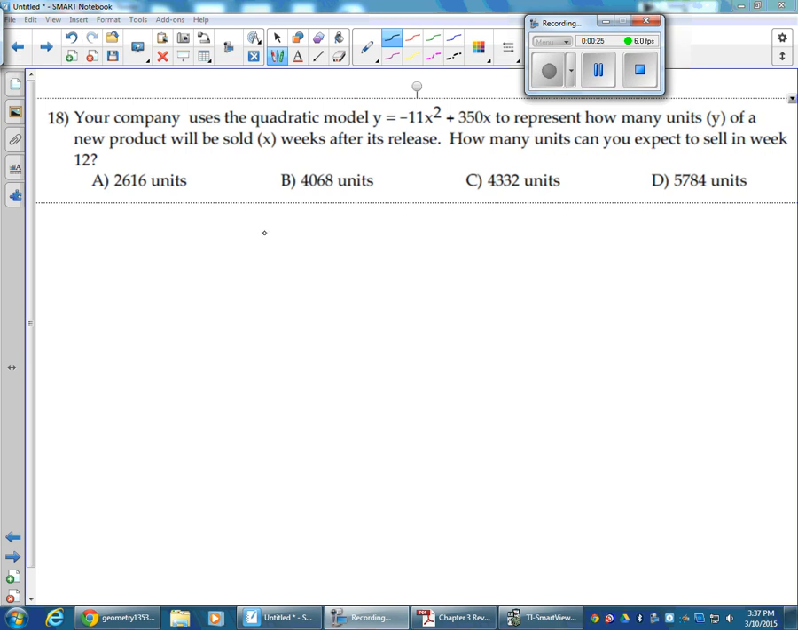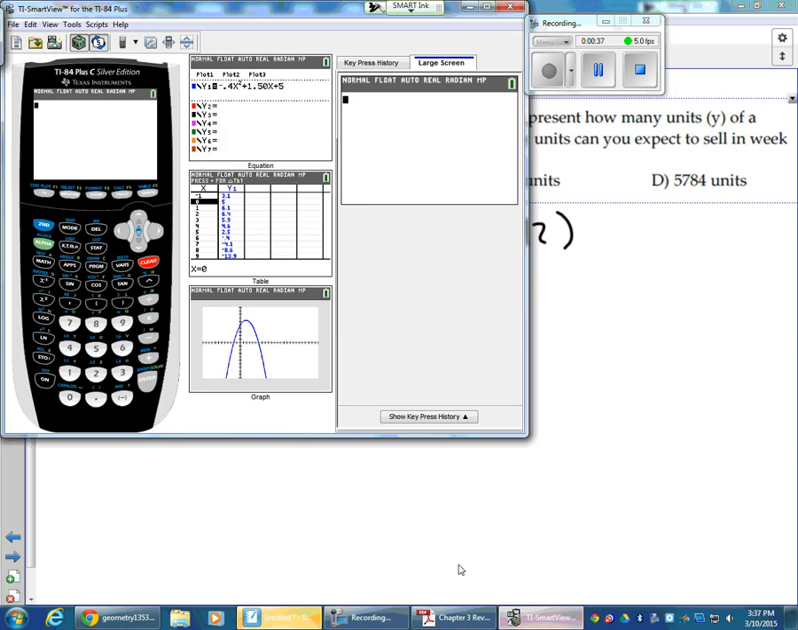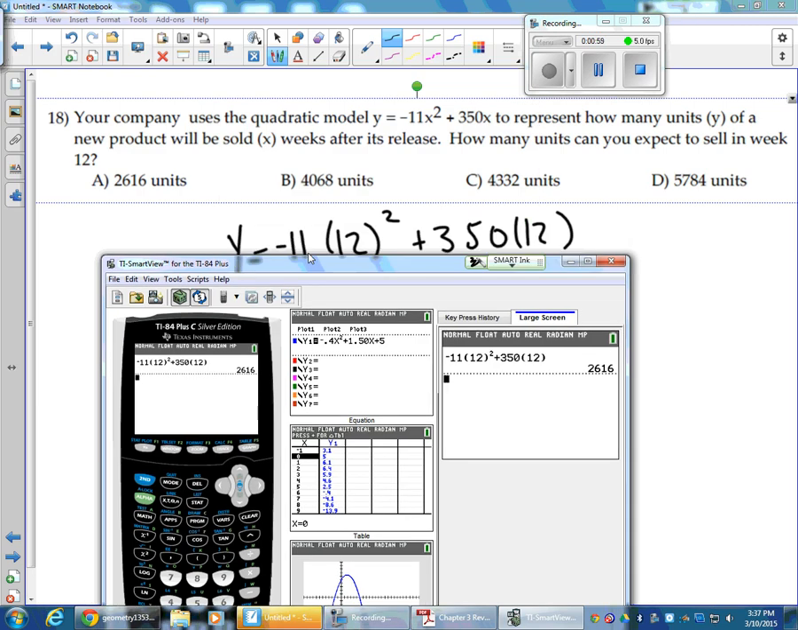So your week is 12. I'm looking for y. I'm plugging in 12 for x. So I'm just rewriting this equation, but where I have x, I'm going to put 12. I'll type that in the calculator: negative 11 times 12 squared plus 350 times 12. And I get 2,616. So my answer would be A.